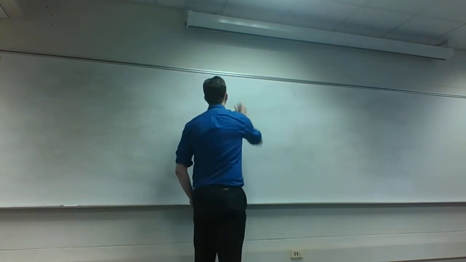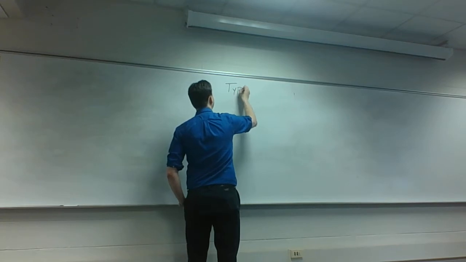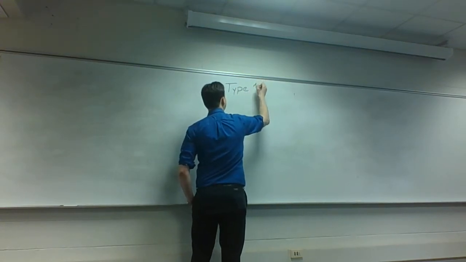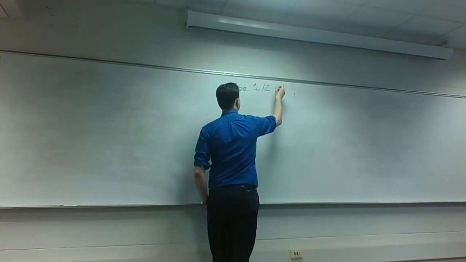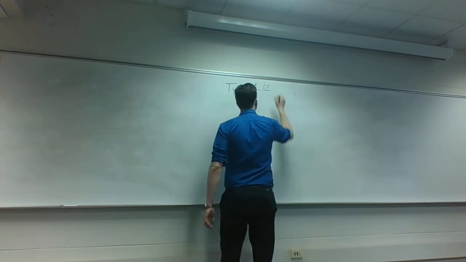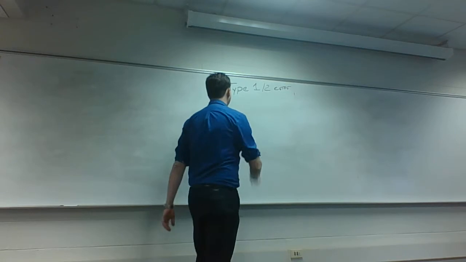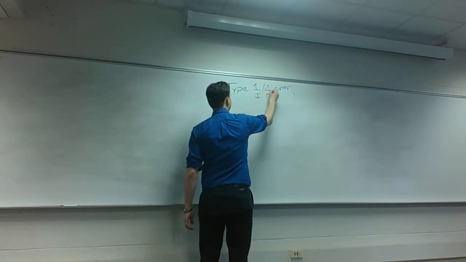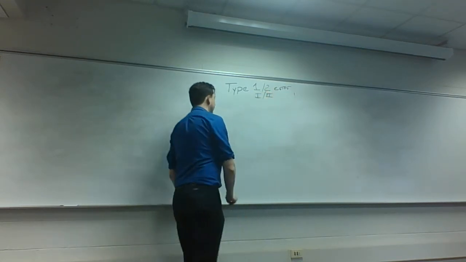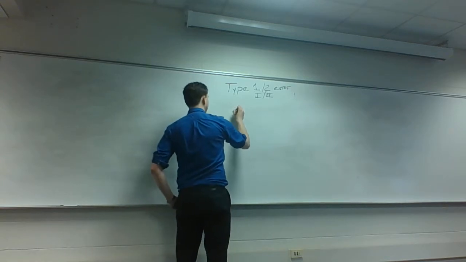Type 1 error. We did type 1 and type 2, right? Yeah. Type 1, type 2 error. Sometimes it's done with Roman numerals. You can do Roman numerals if you want. We did the 2 tail and the 1 tail.